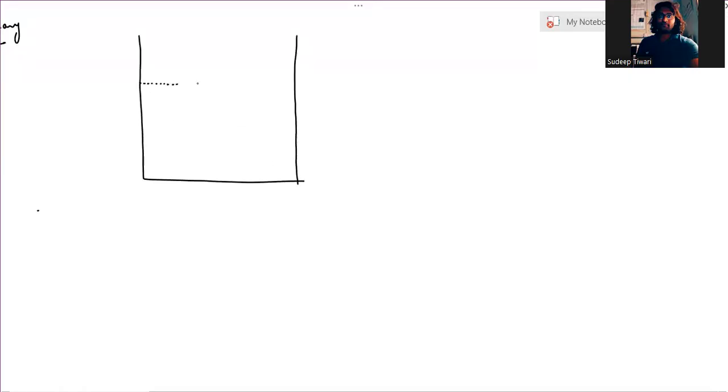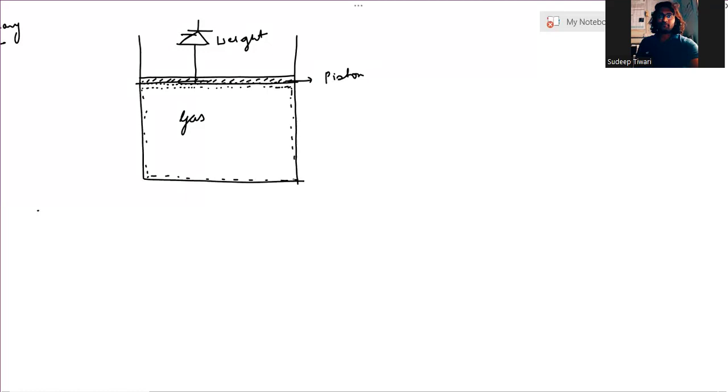Let us consider a gas-filled chamber that you usually take while studying thermal physics. This is your gas filled in a chamber, and there is a weight supported by a piston. Let us say this is your piston, and above it is your weight. Now, this forms the boundary of the system. Thermodynamics remains constrained to this space. We are concerned about the thermal physics that will be going on in this particular chamber. So this forms the boundary.